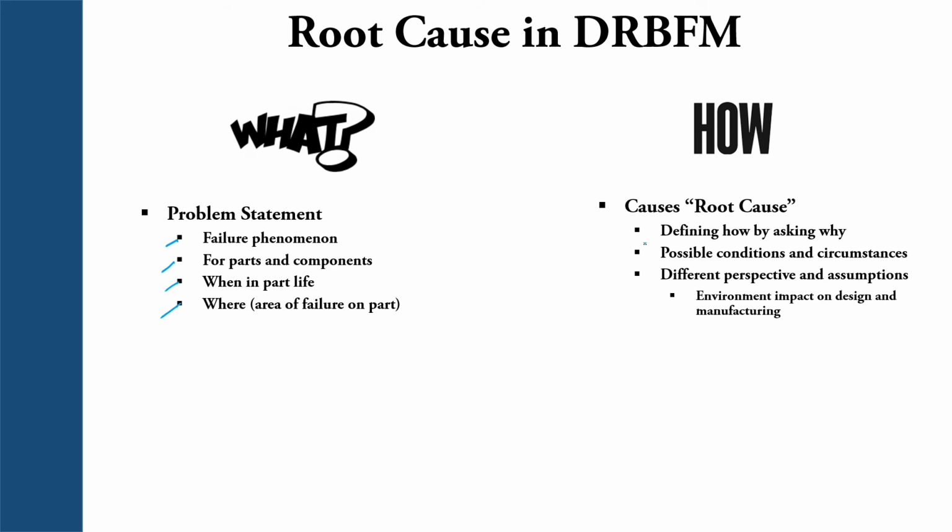Then you go to the causes behind that root problem that you have in your system. So you define how by asking why. So how does your system fail that way? When you tell how, then why does it fail that way? It failed because of problem A. And why do we have problem A? Because it's located in location B, and so on. Then you will talk about the possible conditions and circumstances behind that problem, then the different perspectives and assumptions, like in this case, the environment impact on the design and the manufacturing.